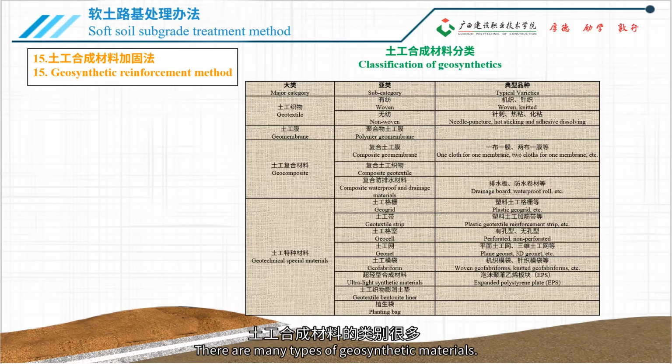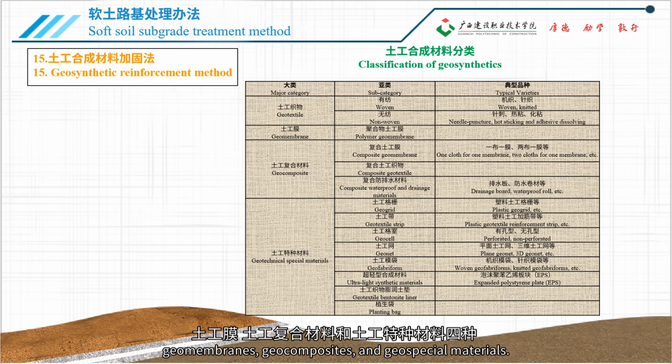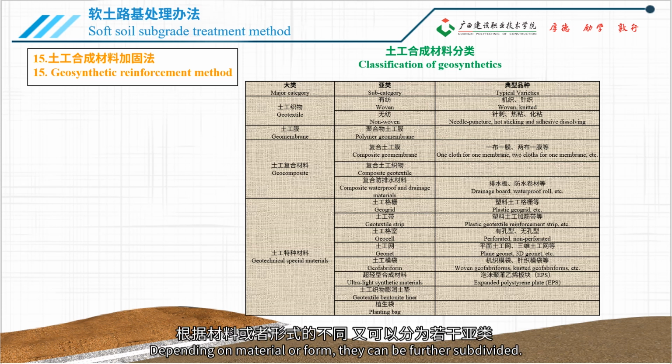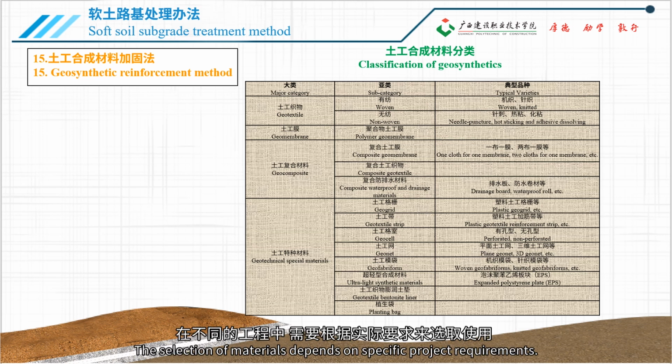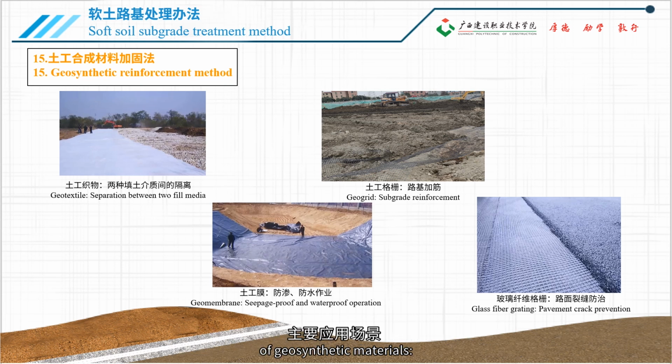There are many types of geosynthetic materials. From the table, we can see that they can be broadly categorized into geotextiles, geomembranes, geocomposites, and geospatial materials. Depending on material or form, they can be further subdivided. The selection of materials depends on specific project requirements. The 4 images illustrate the main application scenarios for 4 types of geosynthetic materials.